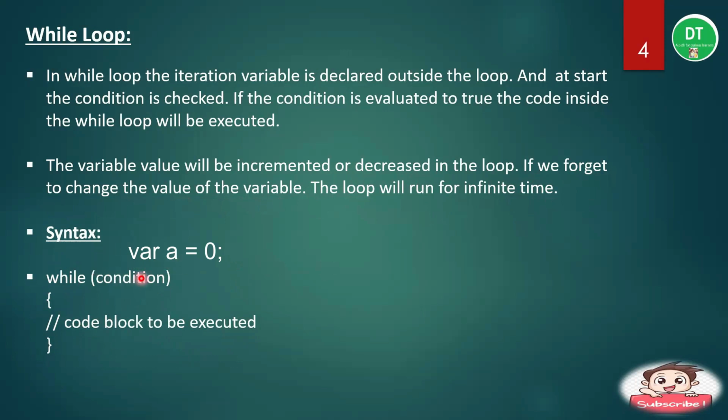After that, the condition is checked in these brackets, and if the condition is satisfied, then the compiler will go inside and execute the code. And in the while loop code block, the iteration will be done for the variable we are using, like i plus plus or i minus minus.